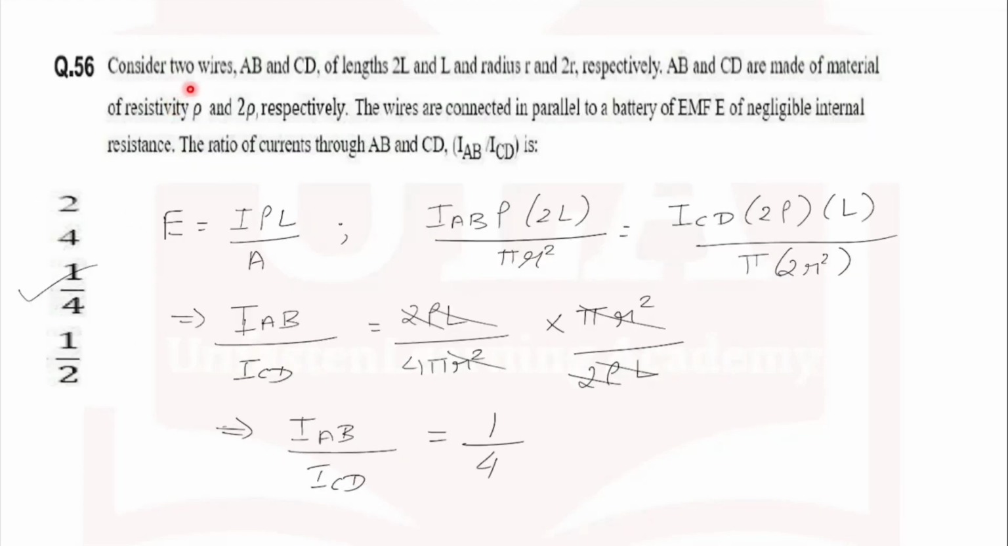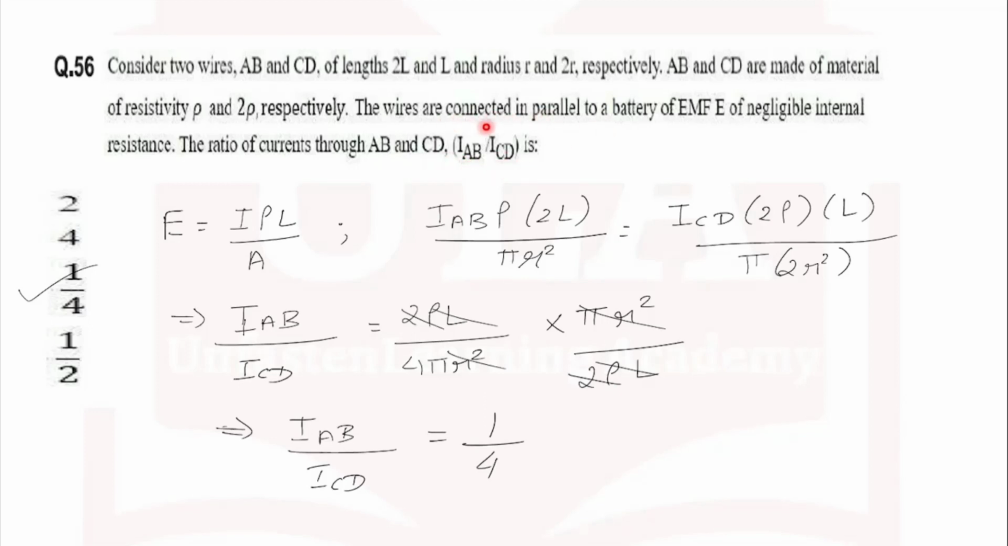Next question is, consider two wires AB and CD of lengths 2L and L and radius R and 2R respectively. AB and CD are made of material of resistivity ρ and 2ρ respectively. The wires are connected in parallel to a battery of EMF E of negligible internal resistance. The ratio of currents through AB and CD, that is IAB by ICD, is.